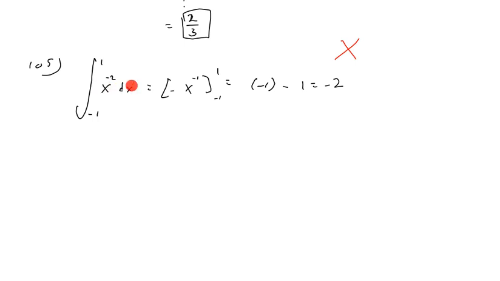Let's look at it step by step. So first question, did they do the integral correctly? Is this the actual integral of x to the negative second power? Is this correct? Take a moment. Take a look at this. Is this correct? All right, so it says no.